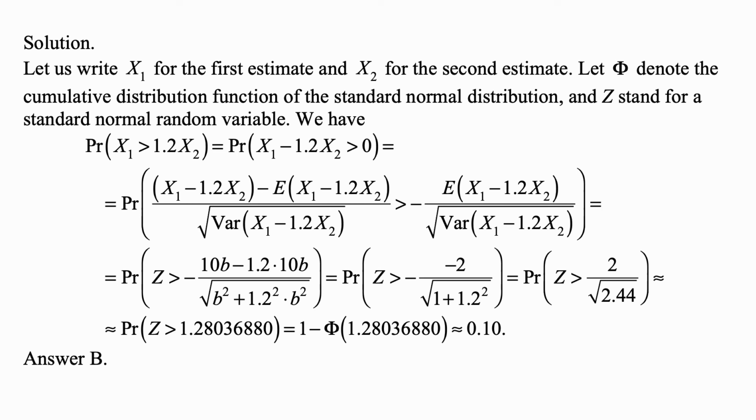It's approximately the probability that z is more than 1.28036880, and that's 1 minus the cumulative distribution function evaluated at the same number, of course CDF of a standard normal random variable. Of course, this 1.28 and so on, that's almost exactly the 90th percentile of the standard normal distribution, so phi of it is 0.9, so 1 minus 0.9 is 0.10, and that's answer B.